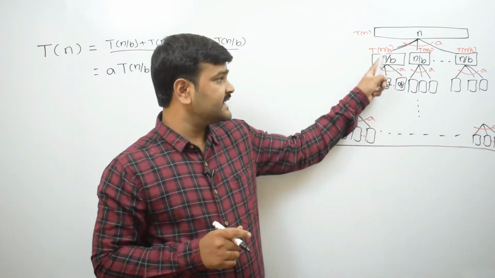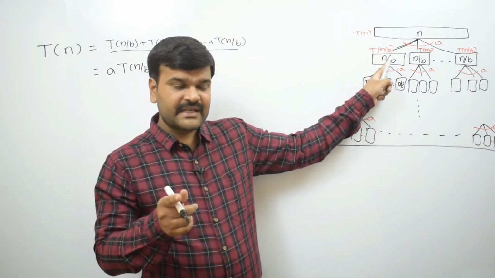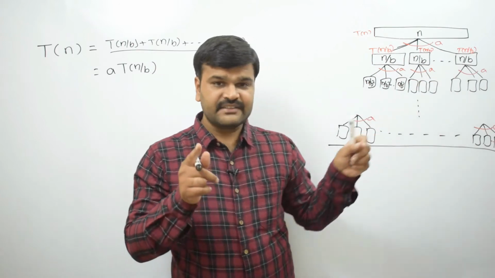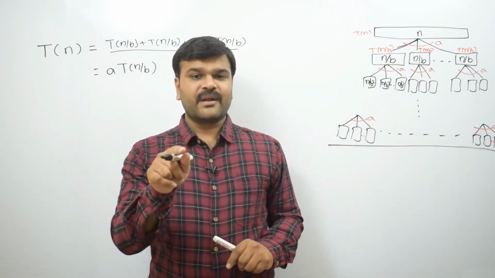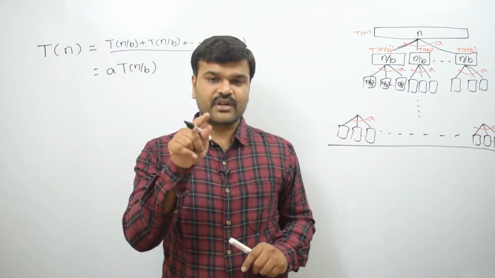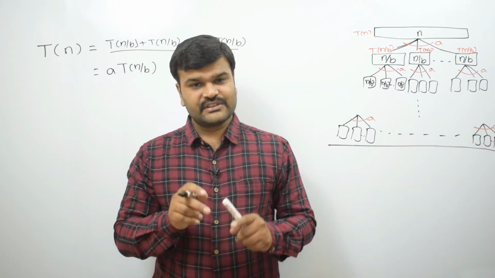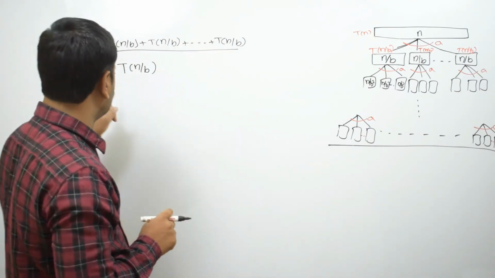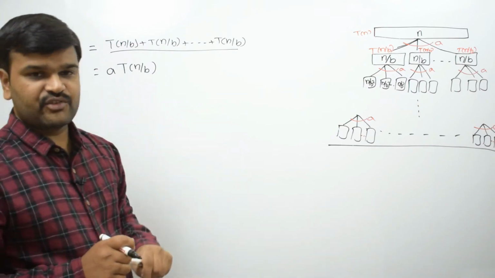So this is the time complexity for only the subproblem solving. But here you divided, and that division will take some amount of time, and at the same time sometimes you have to combine the subproblem solutions. That also will take some amount of time. So that also you have to include in your total time complexity. That is what we have to observe here.